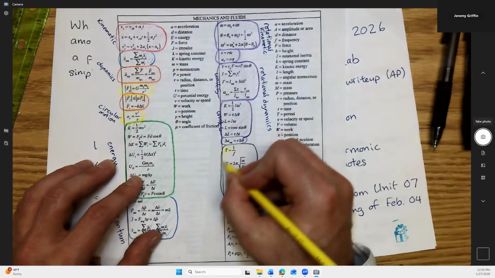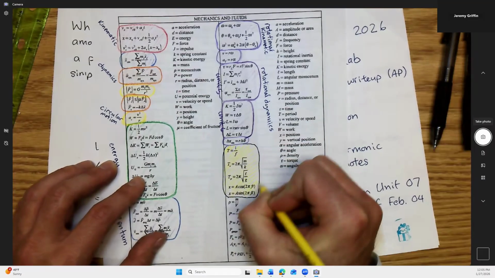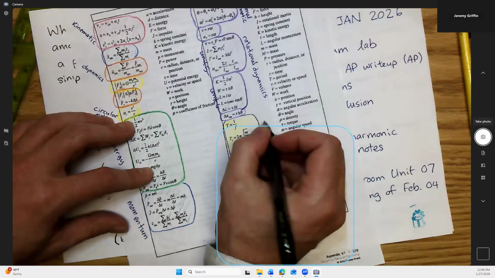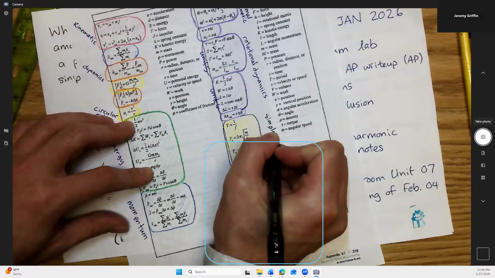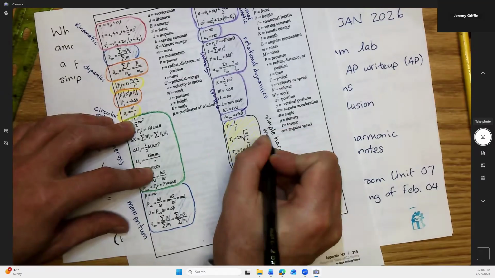Now, the posters I have are yellow banners, so I'll color them yellow. And these are going to be simple harmonic.